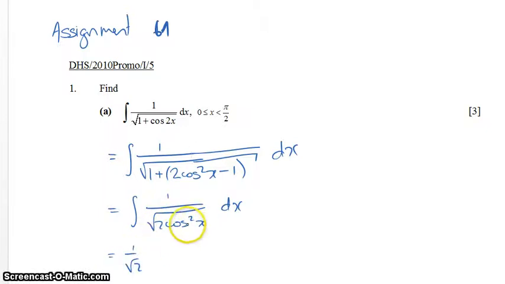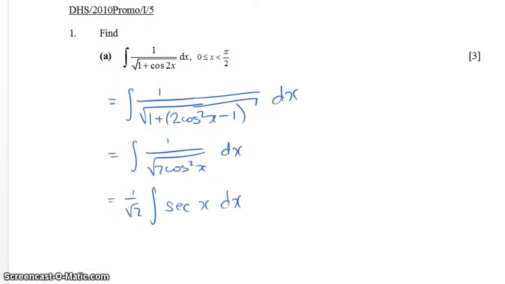Square root of cosine squared, we're going to get 1 over cosine, but that just means the integral of secant x dx. And we already have a way to integrate secant from our MF15, so we get 1 over root 2 ln secant x plus tangent x plus our arbitrary constant of integration. So that is question 1a.